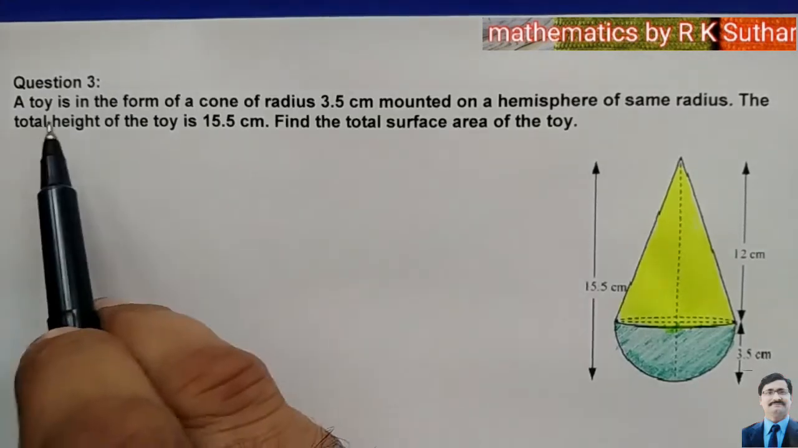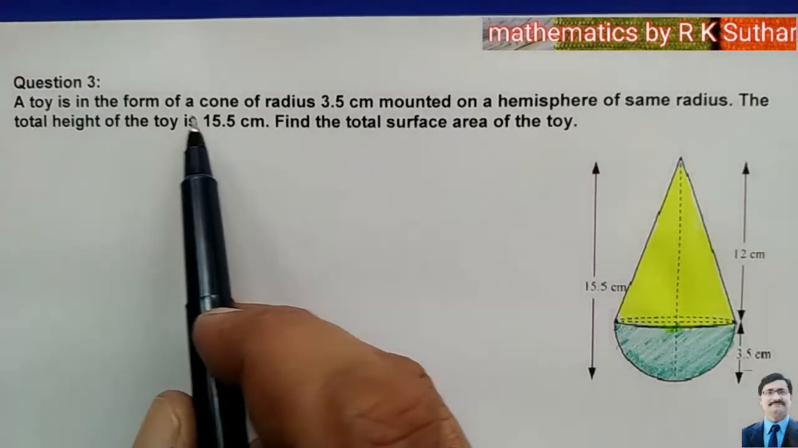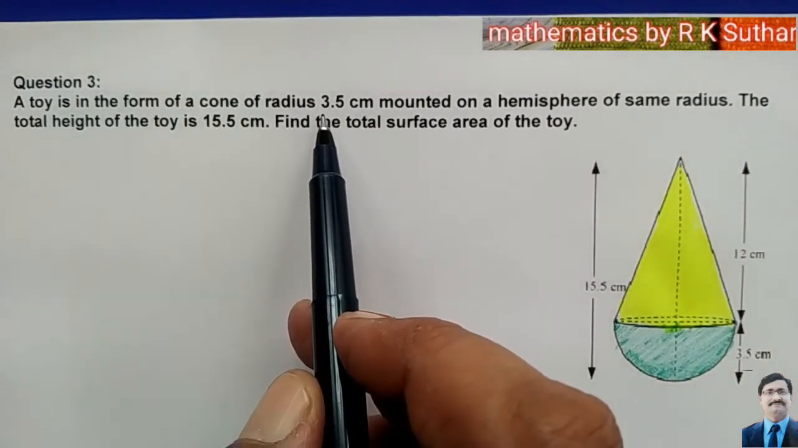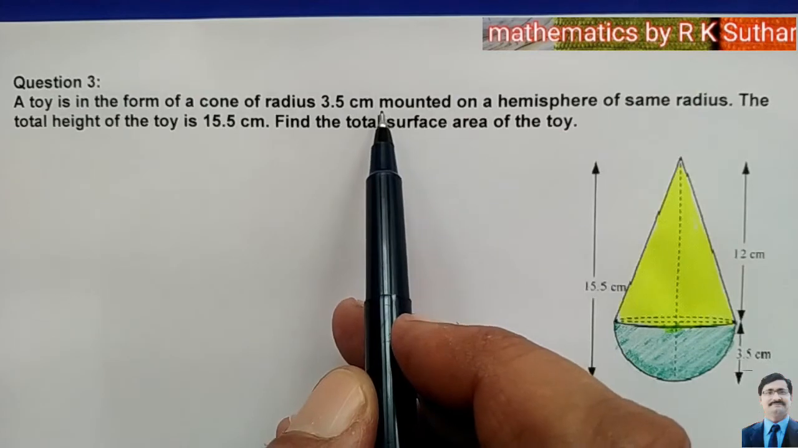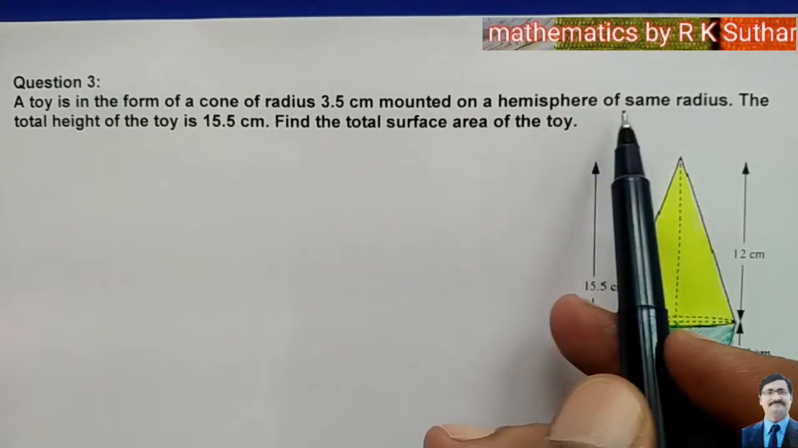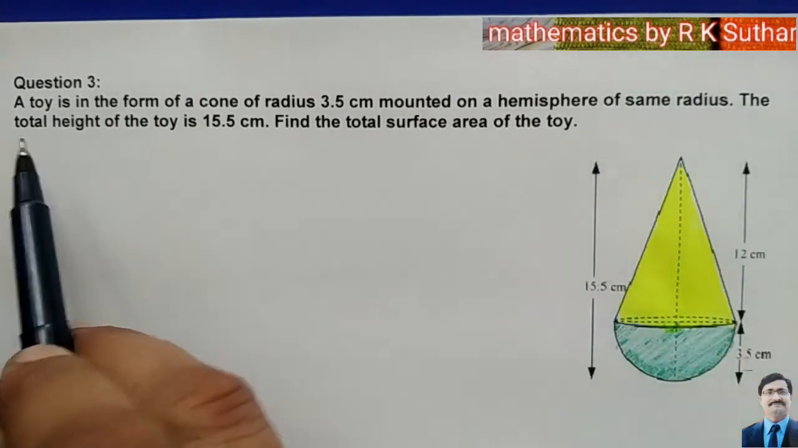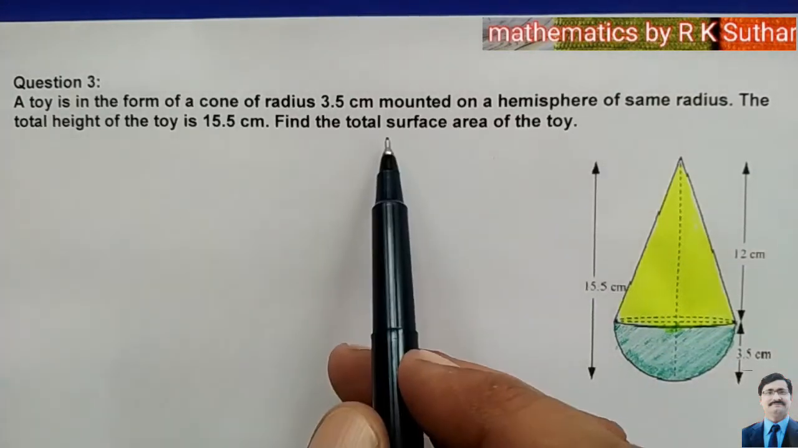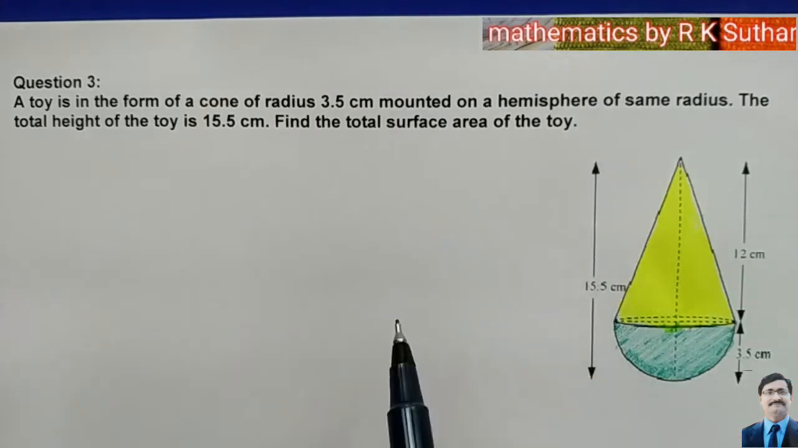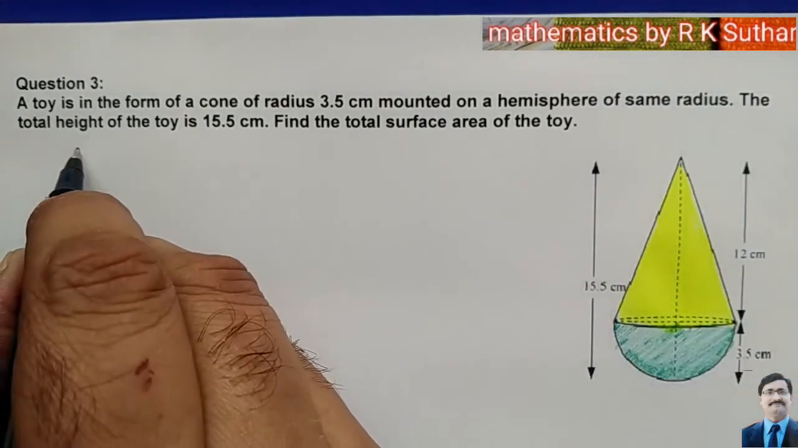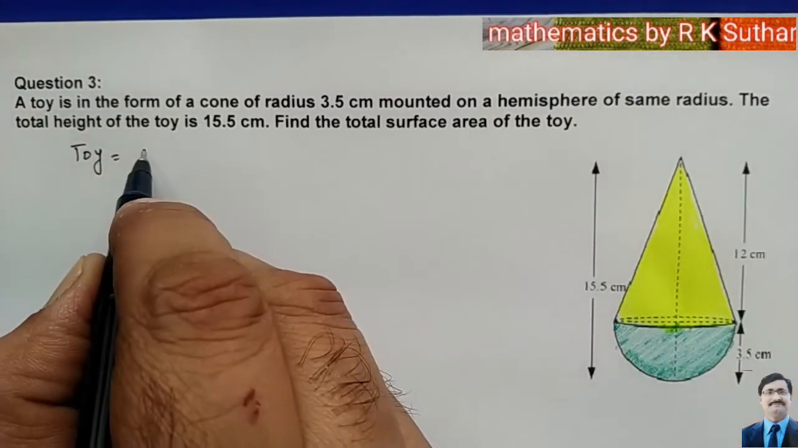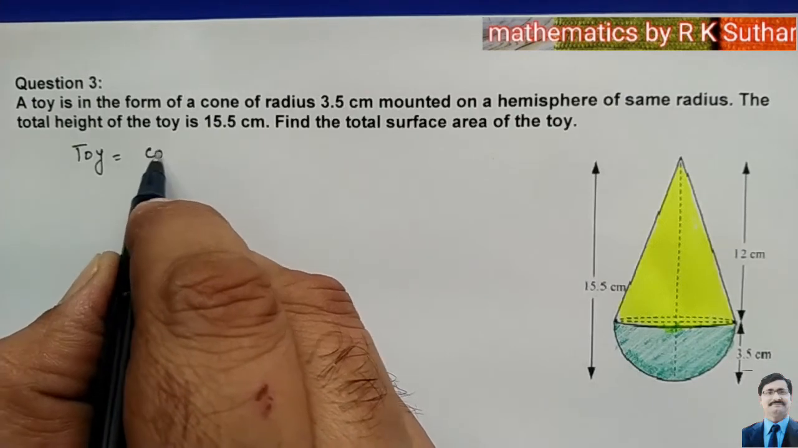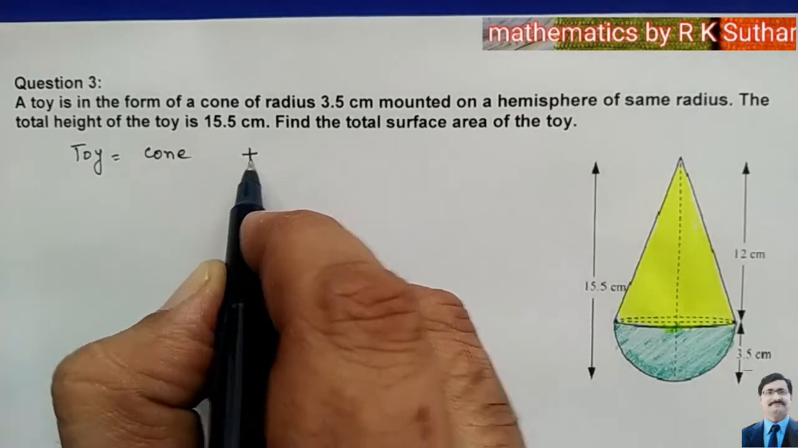Look at question number 3. A toy is in the form of a cone of radius 3.5 centimeter mounted on a hemisphere of the same radius. The total height of the toy is 15.5 centimeter. Find the total surface area of the toy. So look here, we can see this is a cone. We have a toy in the form of a cone, and we have a hemisphere.